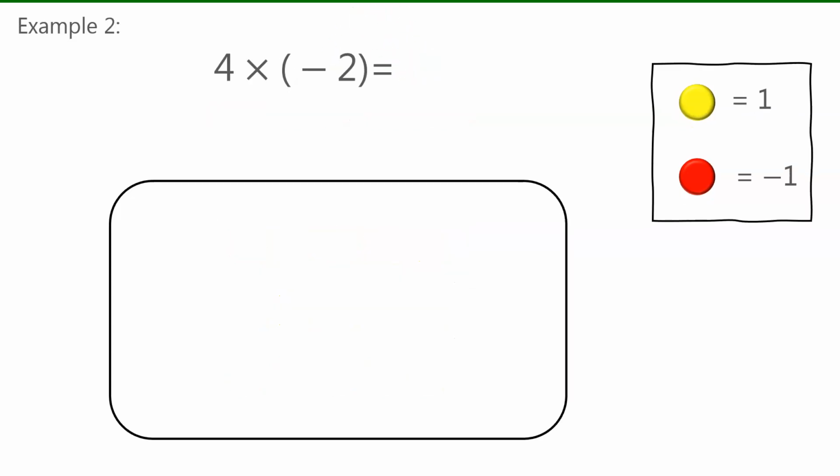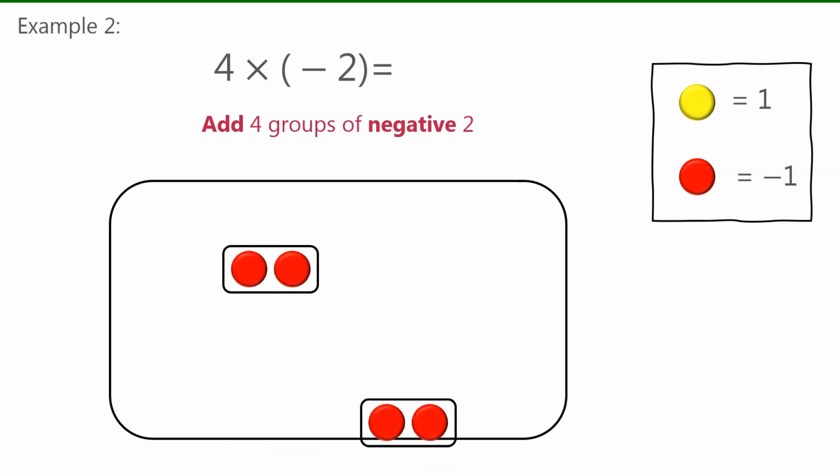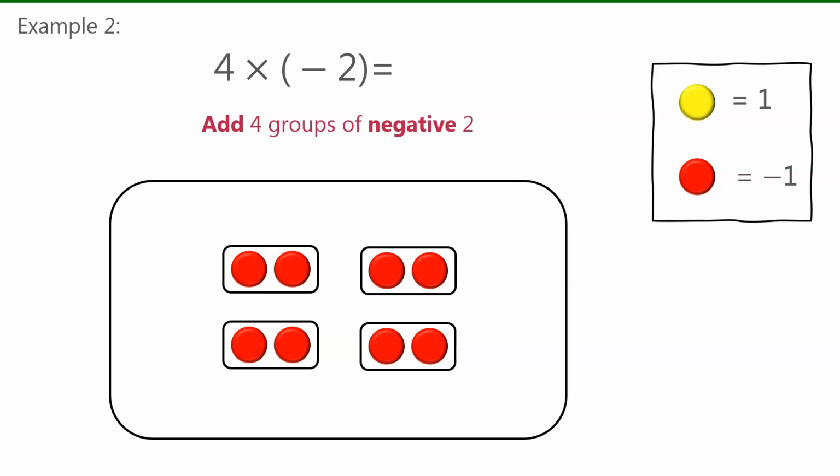Example 2, 4 times negative 2. So again, that 4 doesn't have a sign in front of it, so that's positive 4. So 4 times negative 2 simply means add 4 groups of negative 2. So my balance again is 0, so I simply add 4 groups of 2 negative tiles. So 4 groups with 2 red tiles, and then my total in my bank is negative 8.